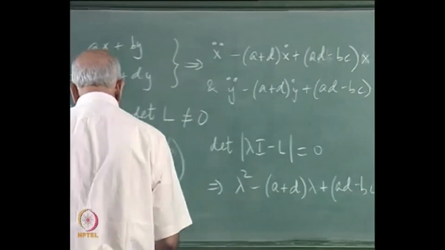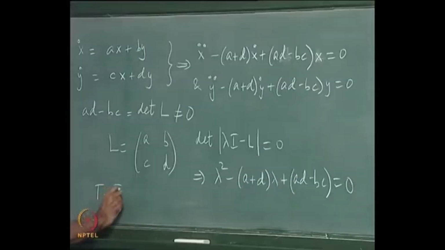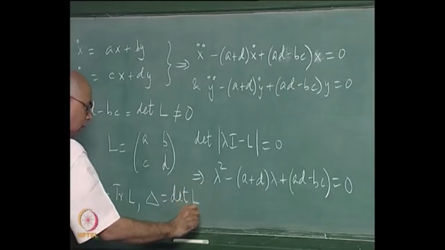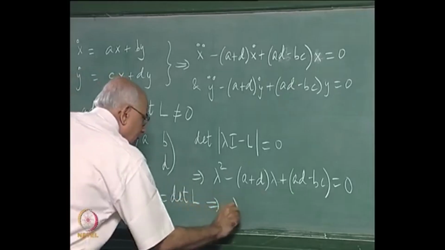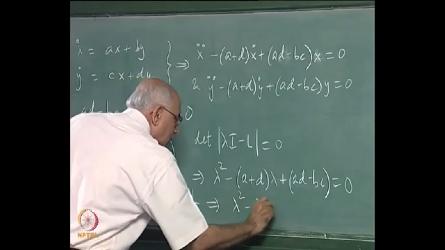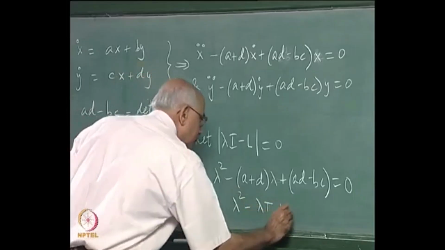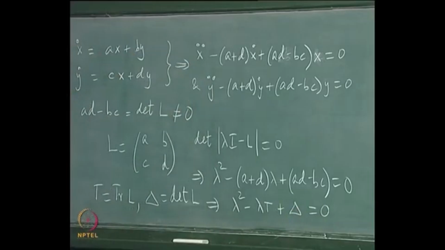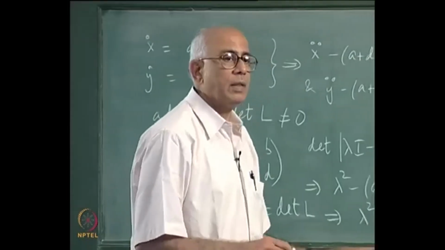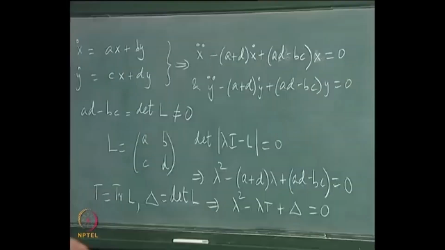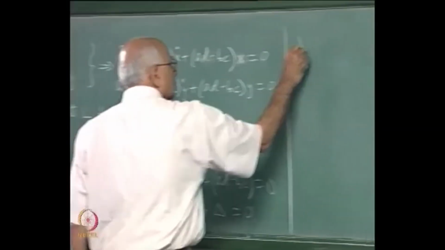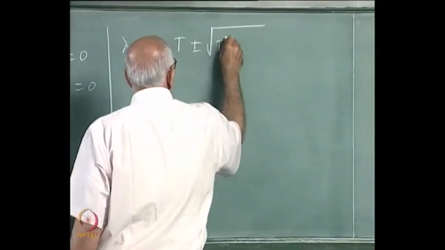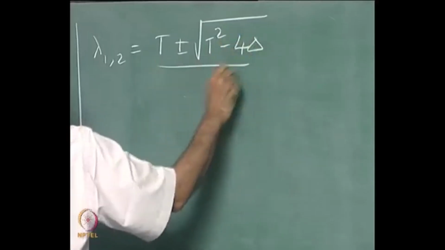So this immediately tells you that if I set T equal to the trace of L and delta equal to the determinant of L, this implies that the eigenvalues are given by lambda squared minus T lambda plus delta equal to 0. So the eigenvalues are functions of the trace and the determinant of the matrix. What does that imply? So lambda 1, 2 equals T plus or minus the square root of T squared minus 4 delta, divided by 2.